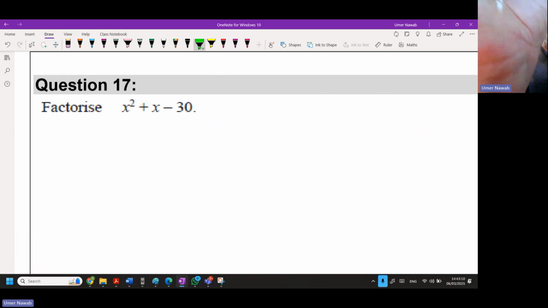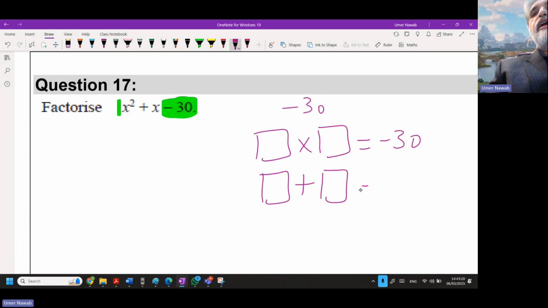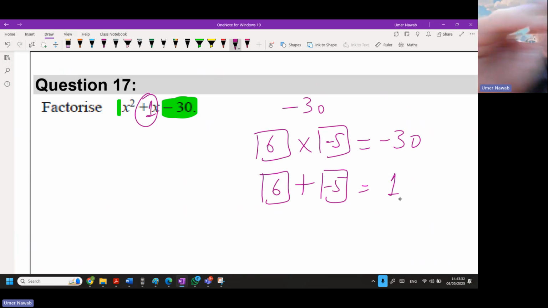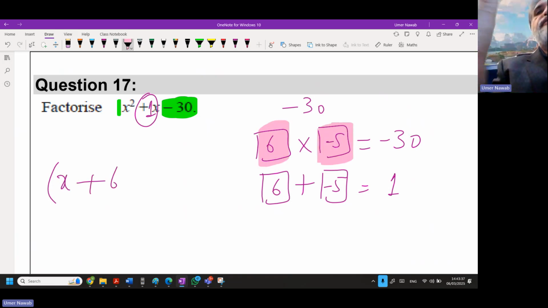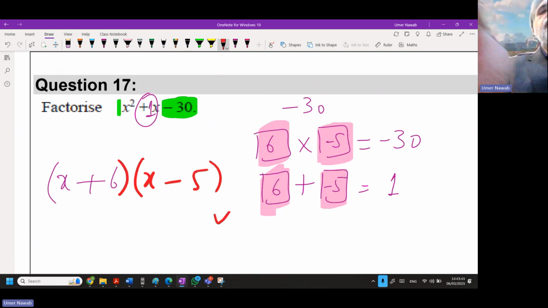Now I have here negative 30 and there is a 1 here. So negative 30, I need to think of the two numbers. When we multiply them, I should get negative 30. And when we add them together, I should get the middle number, which is plus 1. So what are those two numbers? So think about it, maybe 6 and negative 5. Okay, if you multiply them, negative 30. If you add them, 6 and negative 5, it gives you 1. So Mr. Omar, the two numbers are x plus 6 because these numbers are 6 and negative 5. So x plus 6, and I'm going to write here x minus 5. So these are the two factors.